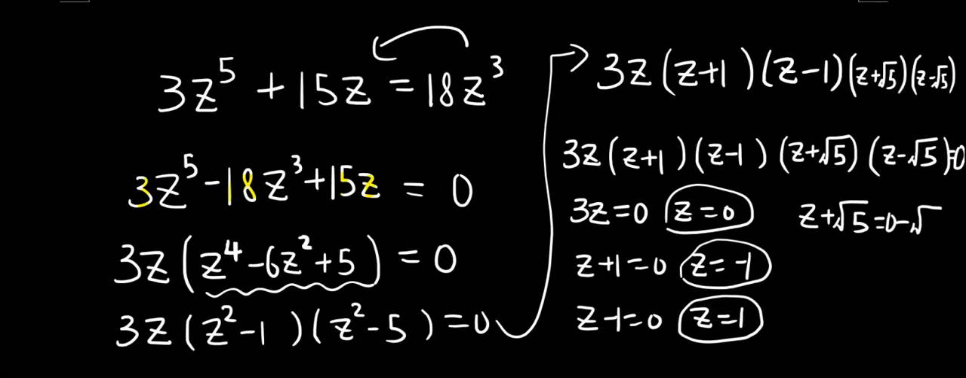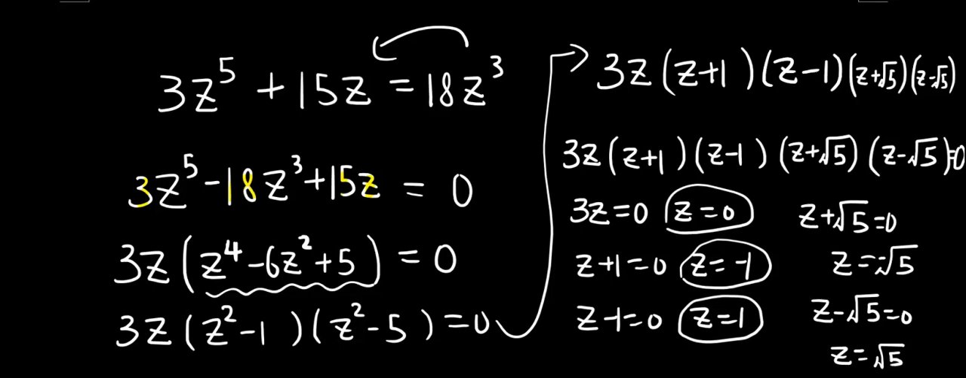Equals 0. So z is negative square root of 5. The last one, you let this factor be 0, and z is positive square root of 5. Okay? All right. A simple question. Surprise, surprise, because you actually find five solutions for this simple-looking polynomial equation.